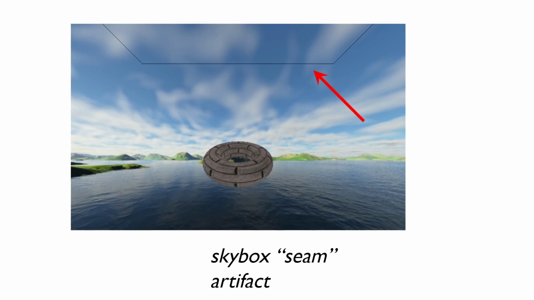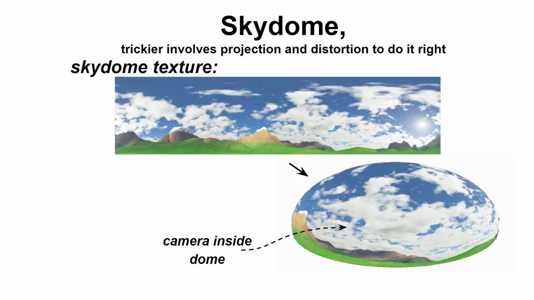But the shader can come with a pretty good approximation depending on how your textures look. So it works pretty well. Now, there is a way to sort of minimize that potential seaming by using a sky dome. But that's trickier, and we're not going to really get into that much.